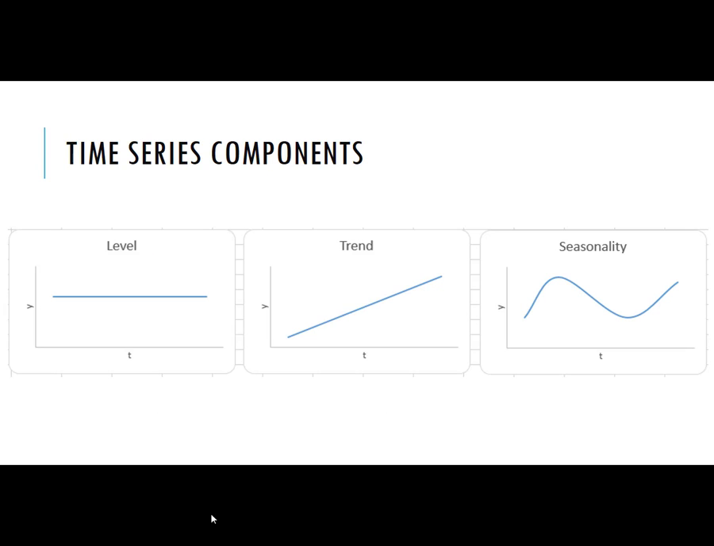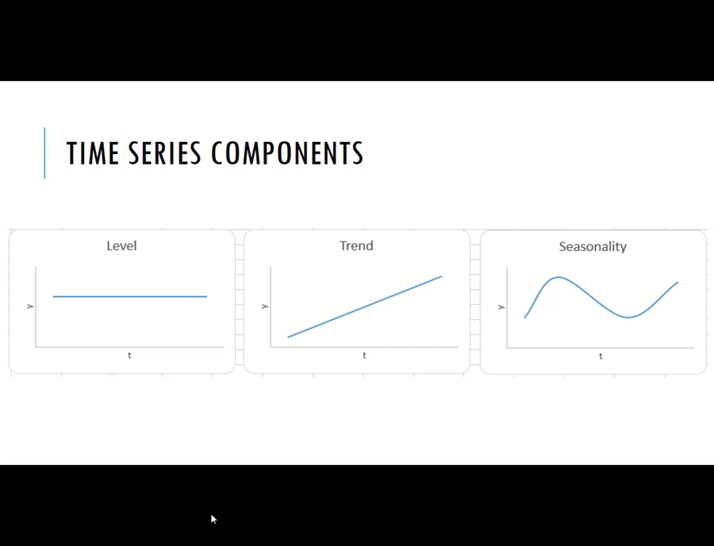Once we plot it, there are a couple things that we're interested in. There are 4 big components to time series. There's level. Every time series contains a level. The other component that every time series contains is noise, which I do not have shown on this slide. So level and noise are present in every single time series data set.